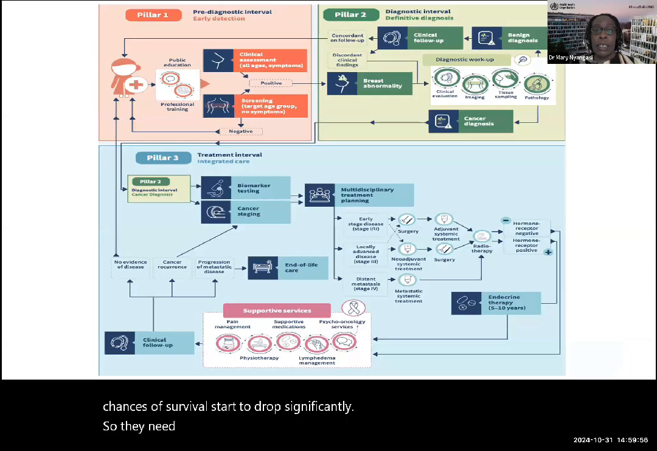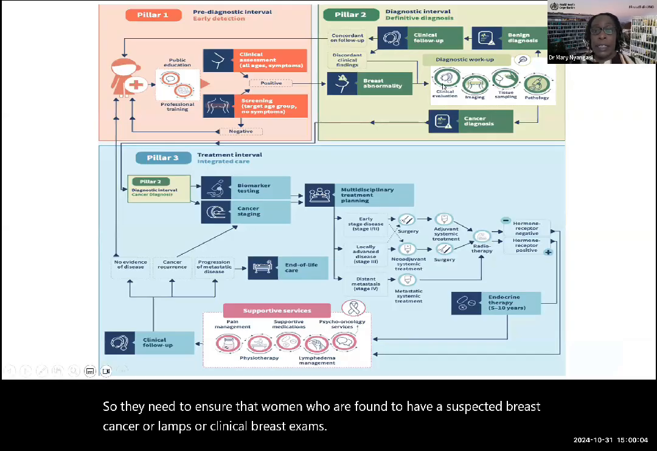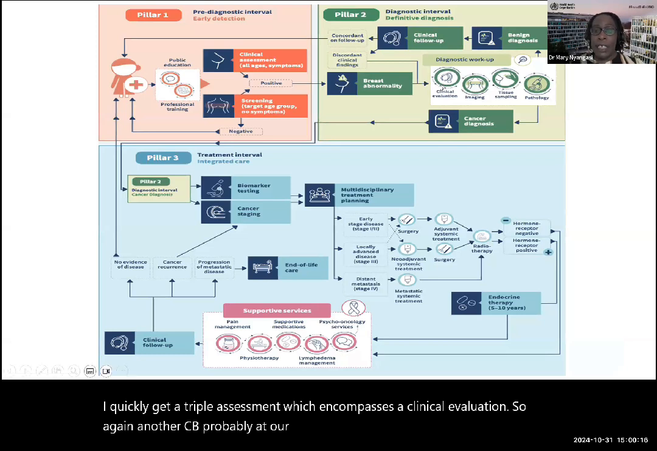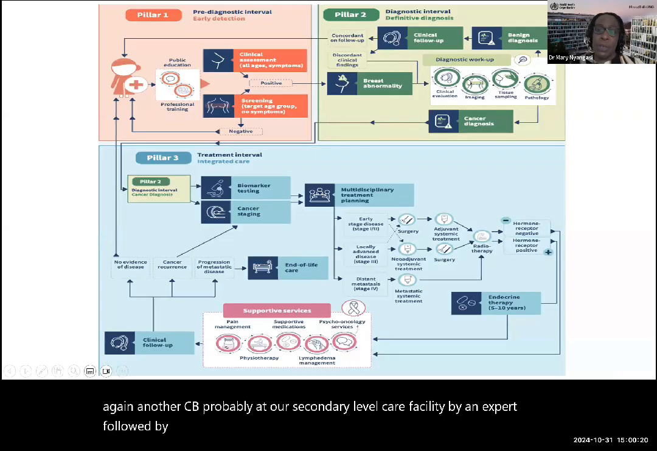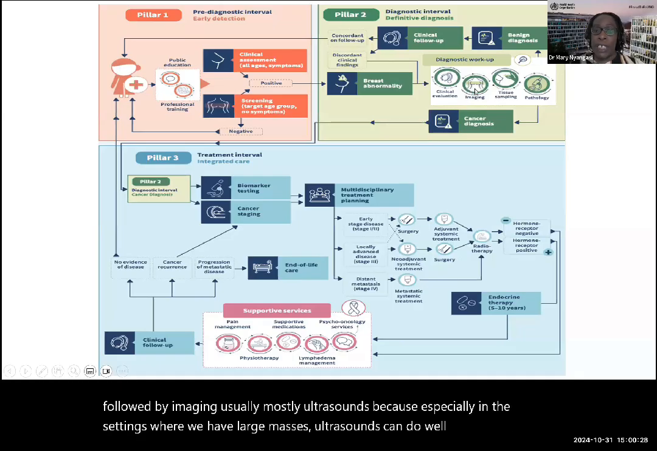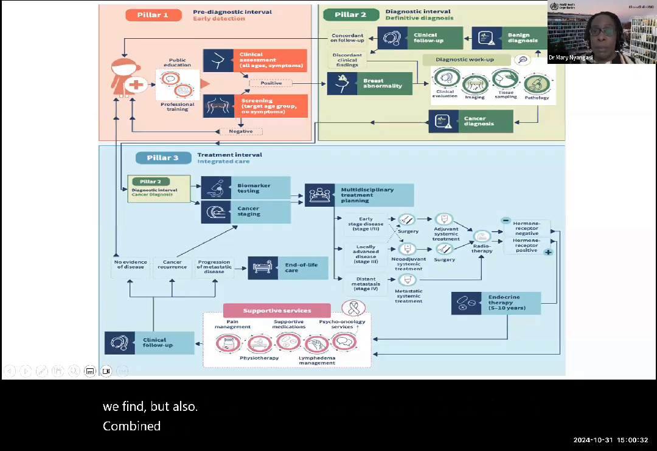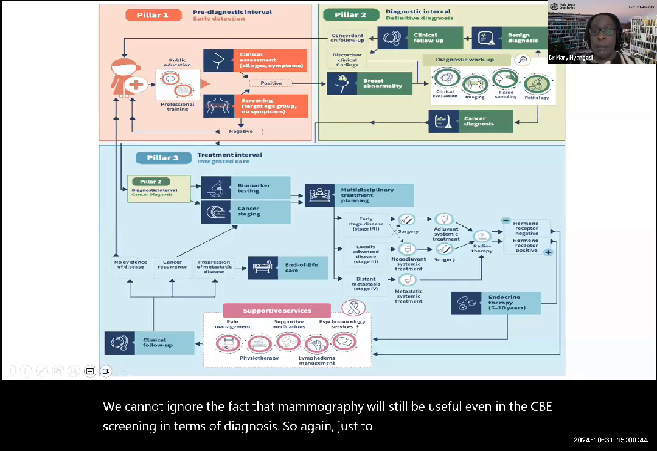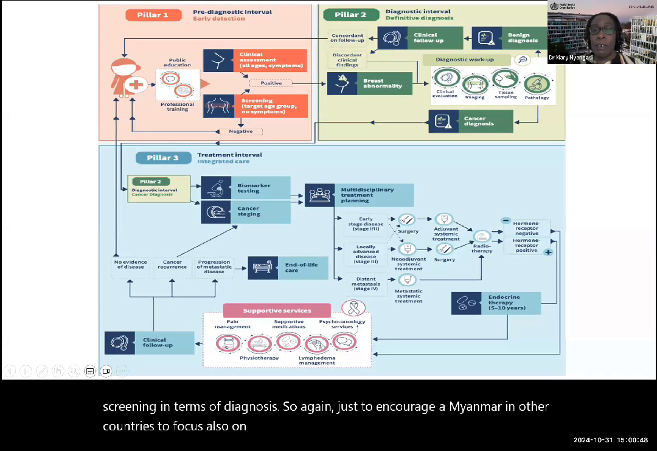So there's a need to ensure that women who are found to have suspected breast cancer or lumps on clinical breast exams quickly get a triple assessment, which encompasses a clinical evaluation. So again, another CBE, probably at a secondary level care facility by an expert, followed by imaging, usually ultrasound, because especially in settings where we have large masses, ultrasound can do well for the lumps that we find, but also combined with diagnostic mammography. We cannot ignore the fact that mammography will still be useful even in CBE screening in terms of diagnosis. So again, I encourage Myanmar and other countries to focus also on building capacity for mammography, even for the clinical breast exam kind of screening.